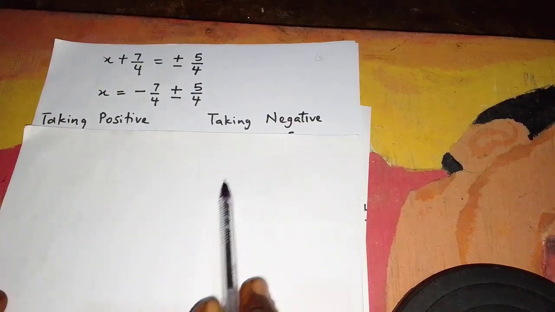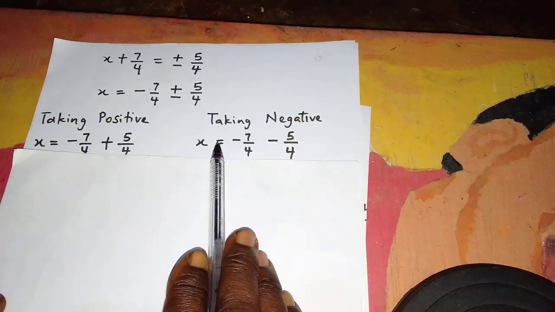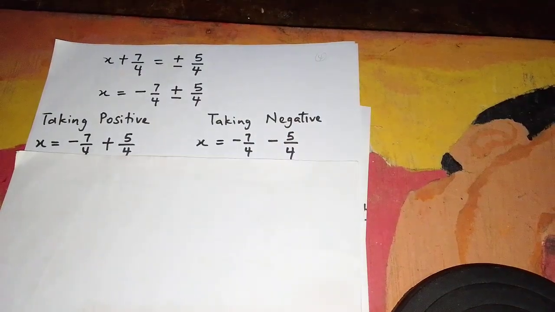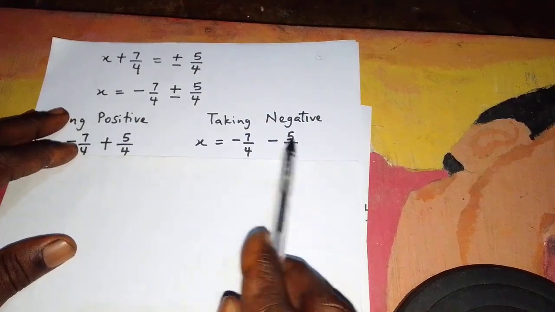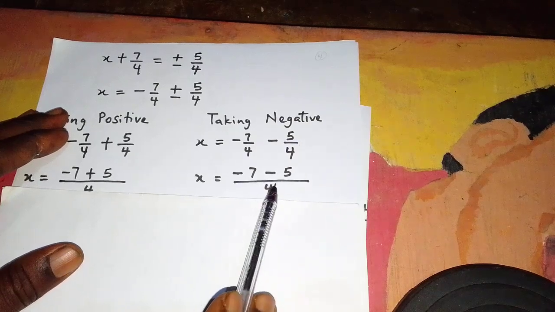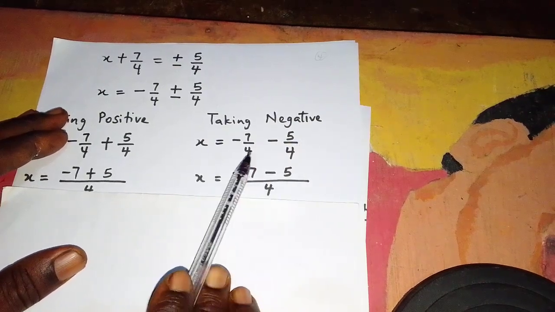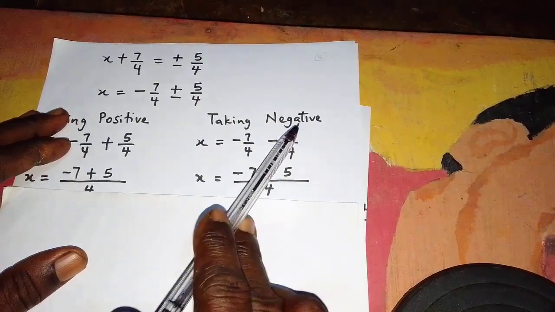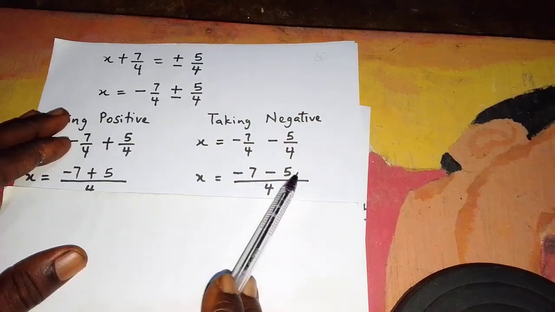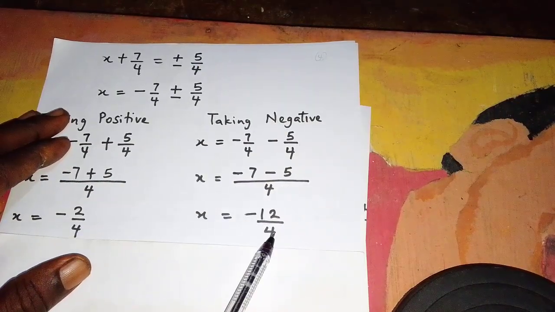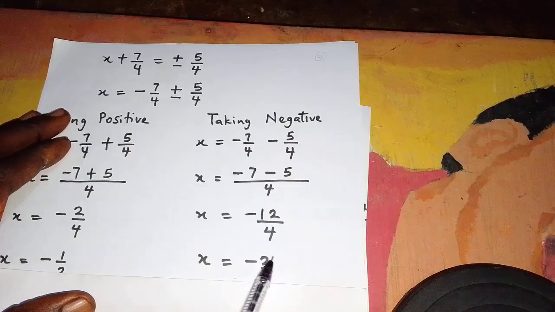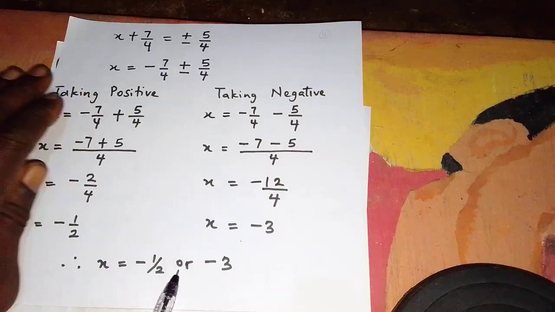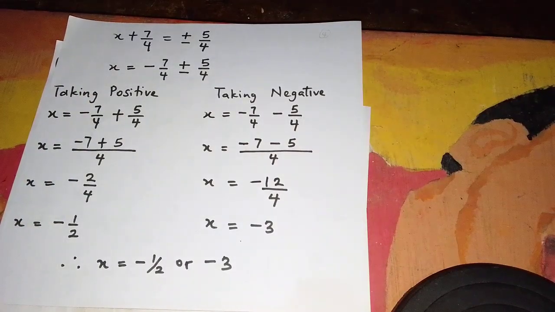Now, coming to the negative side. If you pick this negative sign, you have x equals minus 7 over 4 minus 5 over 4. Since these are fractions, the LCM will be 4. How many 4s are in 4? 1. 1 times minus 7 will give us minus 7. How many 4s are in 4? 1. 1 times 5 will give us 5. Minus 7 minus 5 will give us minus 12 over 4. Minus 12 divided by 4 will give us minus 3. So the value for x will either be minus 1 over 2 or minus 3.